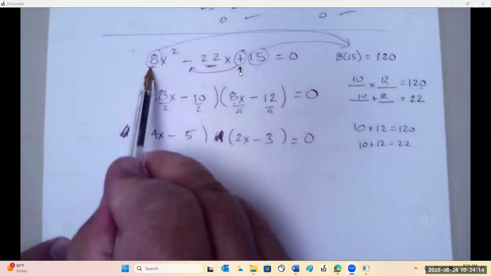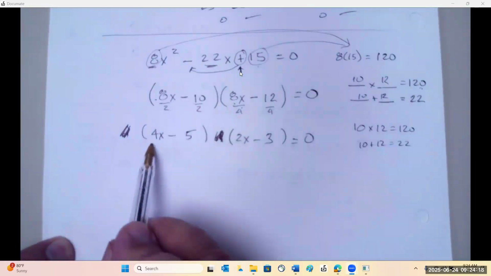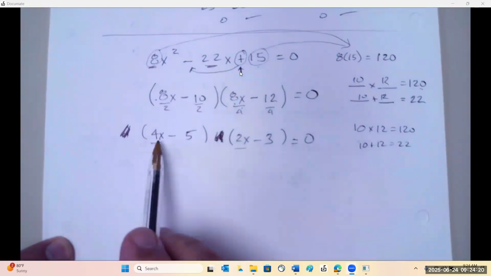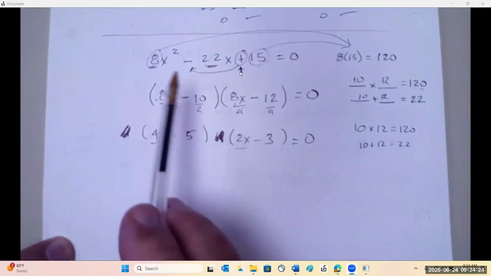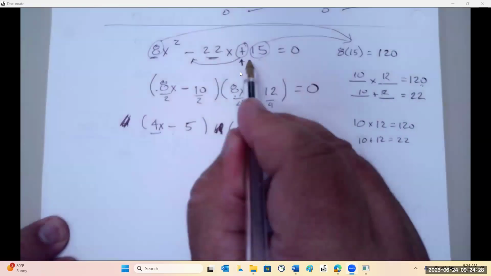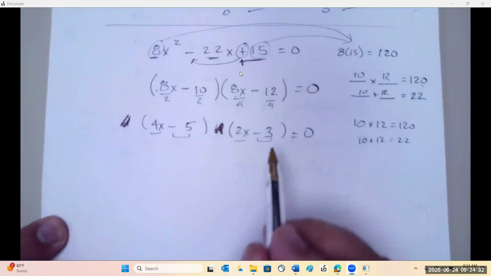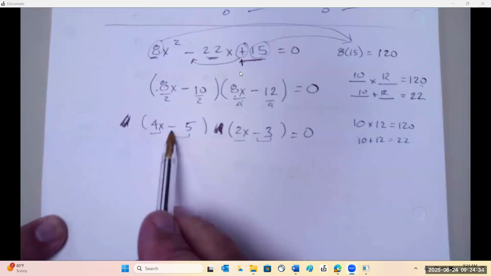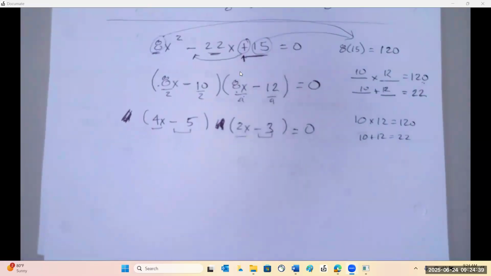Because remember, the first term has to be 8. Where does this number come from? It comes from this times this. 4 times 2 is 8, x times x is x squared. Check, that works. How about here? This last number is made up of this times this. Negative times negative is a positive. 5 times 3 is 15. Those are good checks.